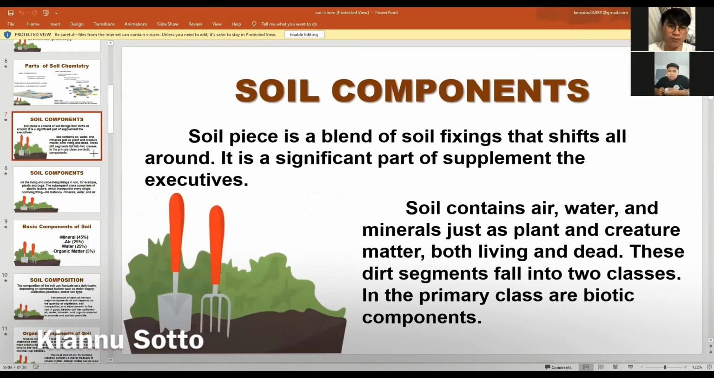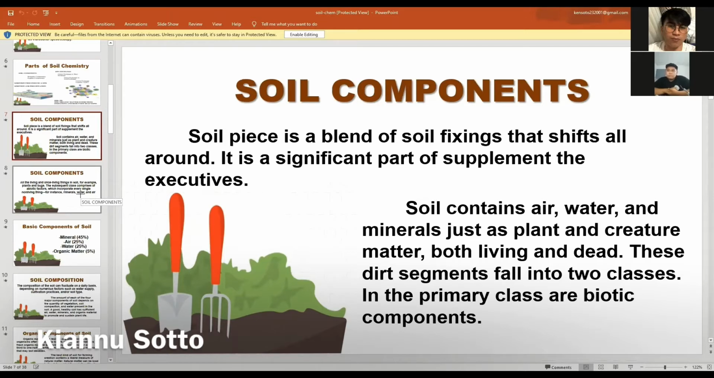Soil components. Soil is a blend of soil physics that shifts all around. It is a significant part of nutrient management. Soil contains air, water, and minerals, as well as plant and animal matter, both living and dead.